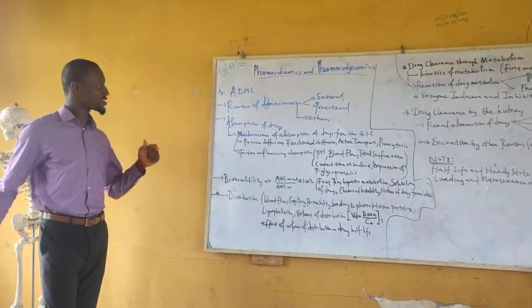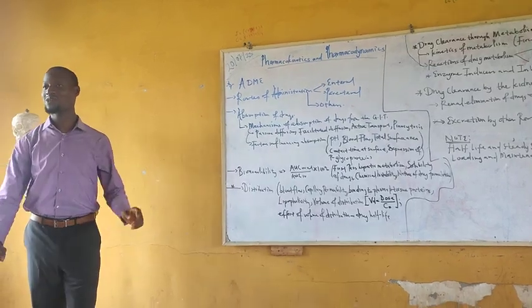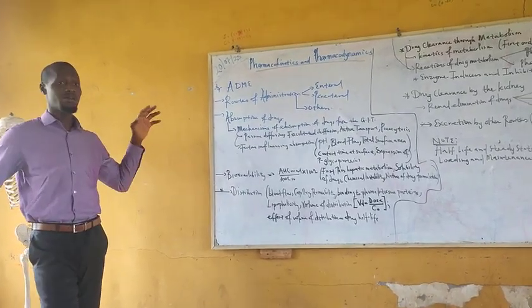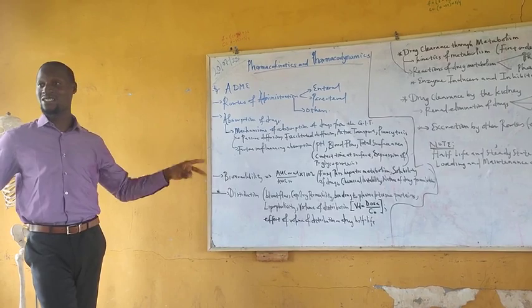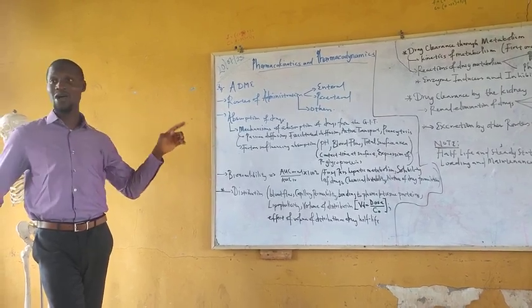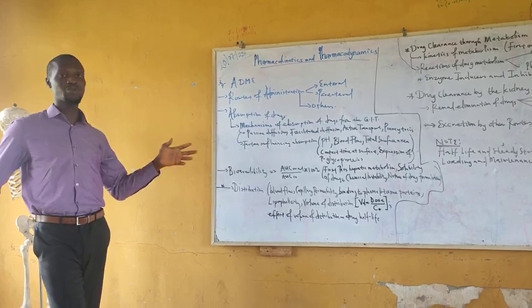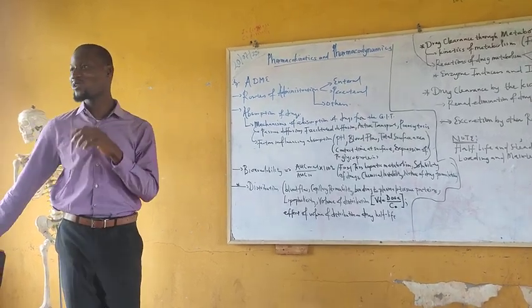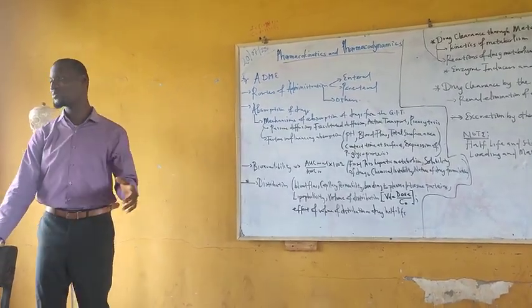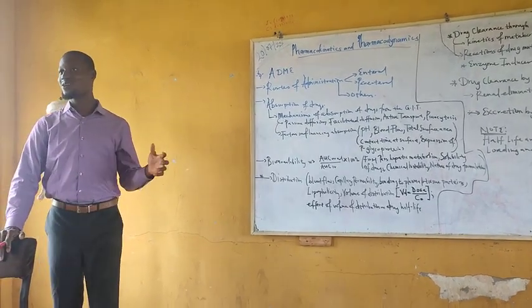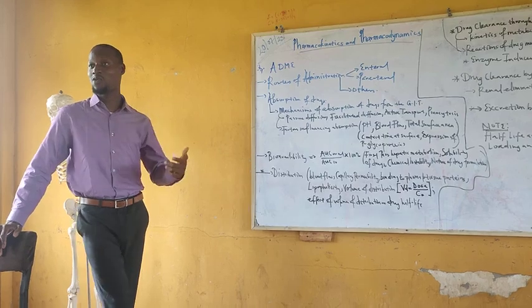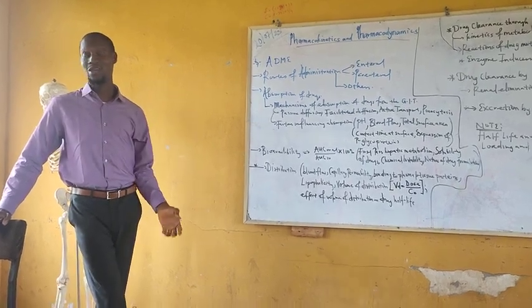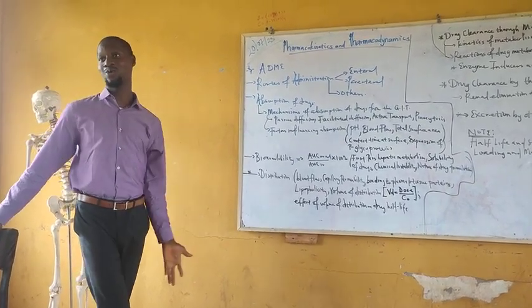So the first place to start is the route of administration, and under route of administration, we're going to look at what the major routes of administration are: the enteral routes, the parenteral, and the others. Enteral routes will be any route of administration that does not involve using needle and syringe, and that is majorly oral.